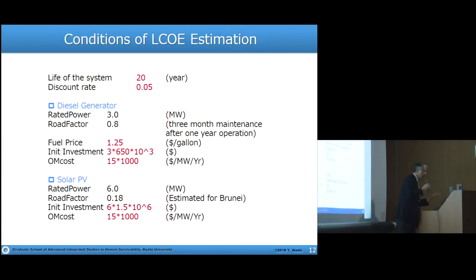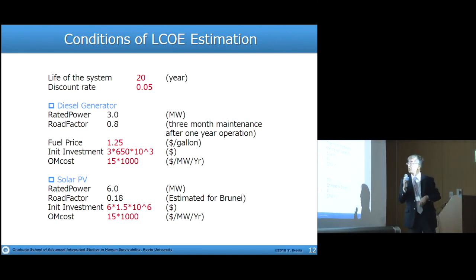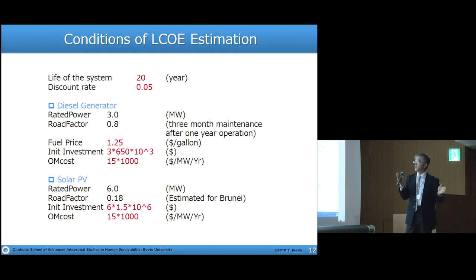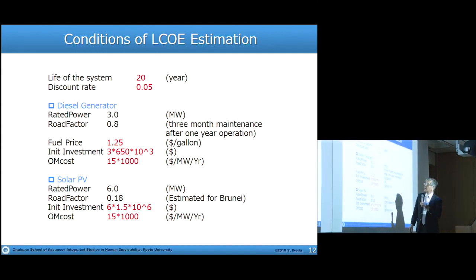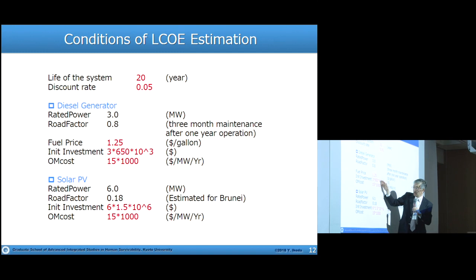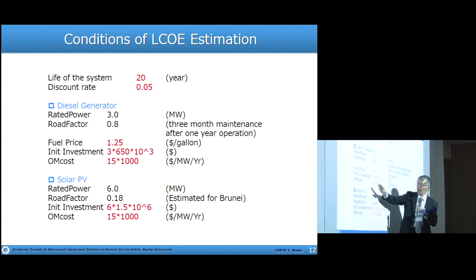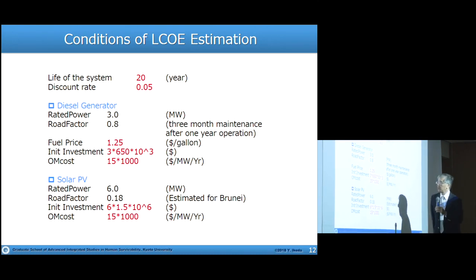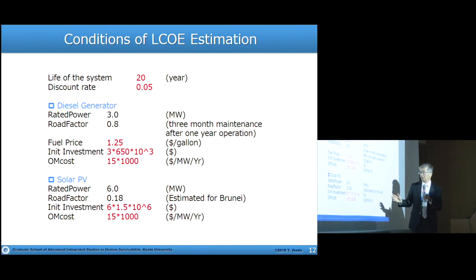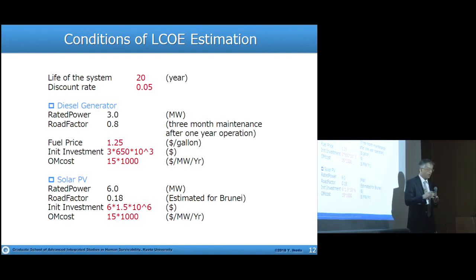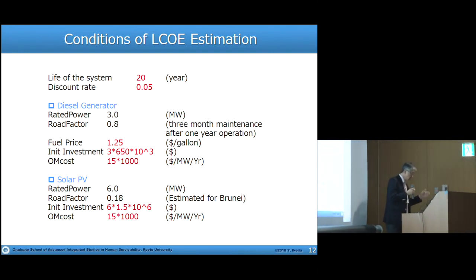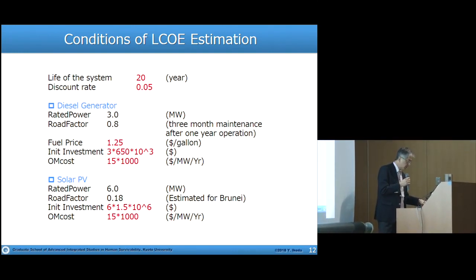Here is the condition for the LCOE estimation. The life of the system is assumed to be 12 years and the discount rate is 5%. For the diesel generators and solar PVs, these numbers for fuel price, investment cost, and operation and maintenance cost are used. Actually, the investment cost for solar PV is cheap, but the problem is electric storage, which is very high cost.